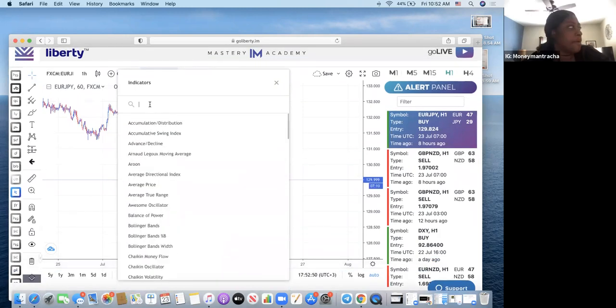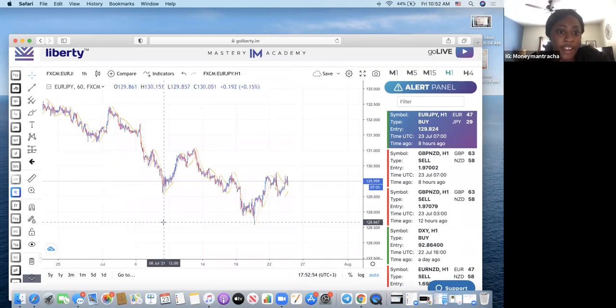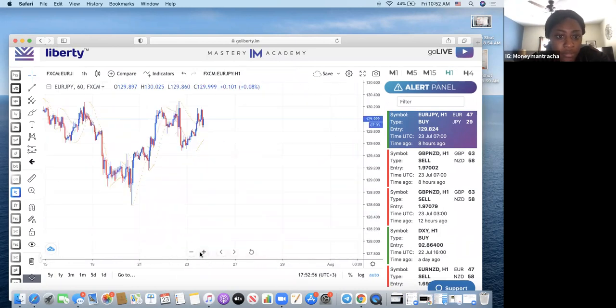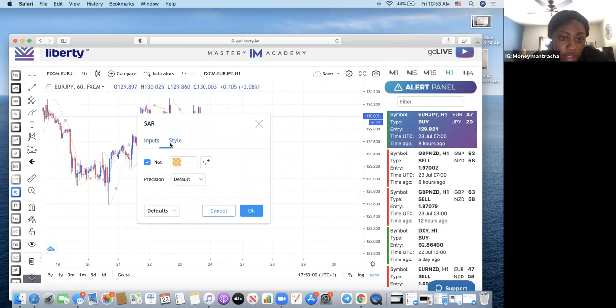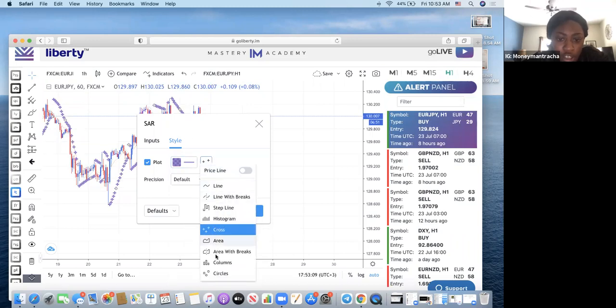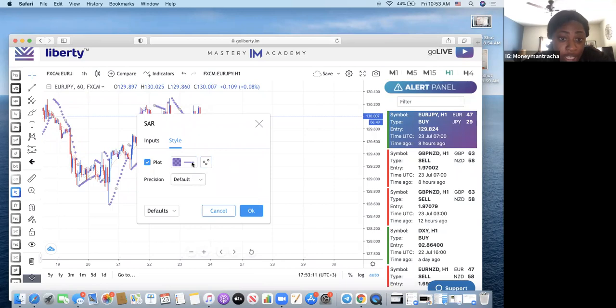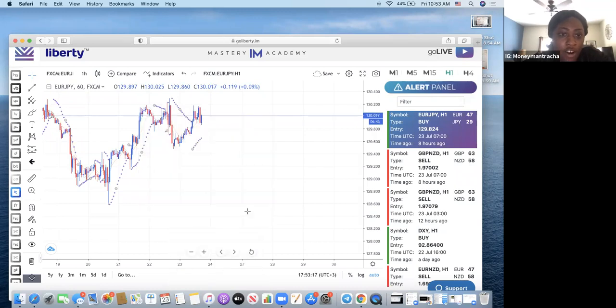So y'all said y'all like the parabolic SAR. You just type in SAR, and we're going to add the SAR to our chart. Right now, it starts off yellow. You can make it jiggy how you want, you just click on it. I'm going to change the style back to purple, because that's what we're used to. It's a little thick, and I'm going to make it dots. When I tell y'all, y'all can really get jiggy with these charts, it's crazy. So we got the SAR.